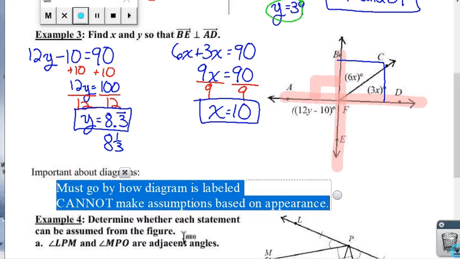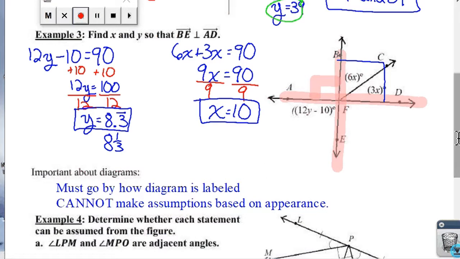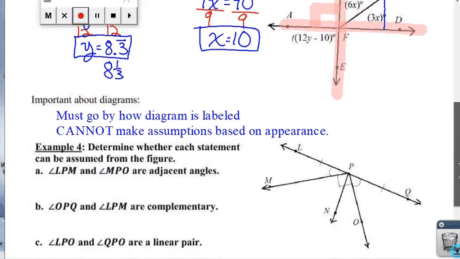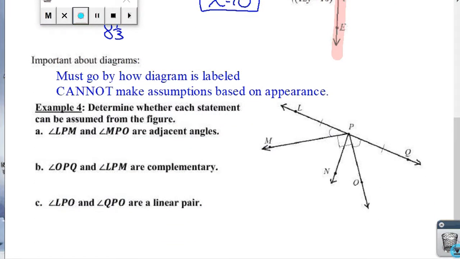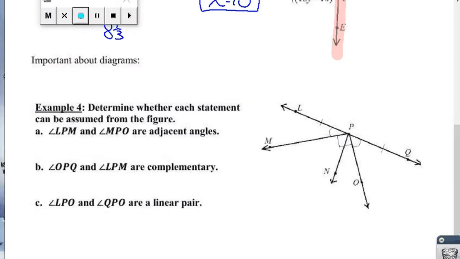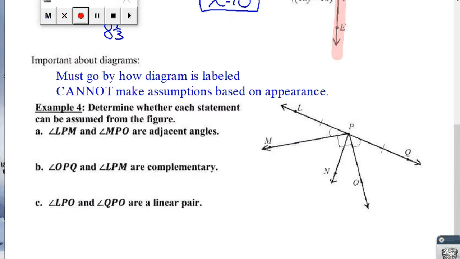Okay? So with diagrams, we cannot go by how they look. We have to go by how they're labeled. So that works both ways. Not just if it looks perpendicular, we can't assume that, but also if it's labeled one thing, say these two, let's say I tell you that these two angles are congruent. I'm not telling you that, but let's pretend that I do. Even though they don't look like they're the same measure, if I tell you that they are the same measure, then they have to be. So we have to go by how a diagram is labeled, and we cannot make any assumptions based on how it looks.